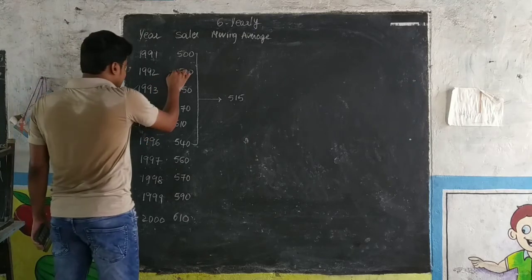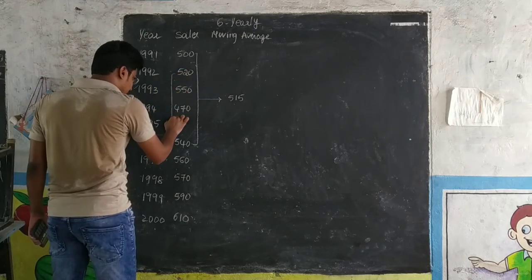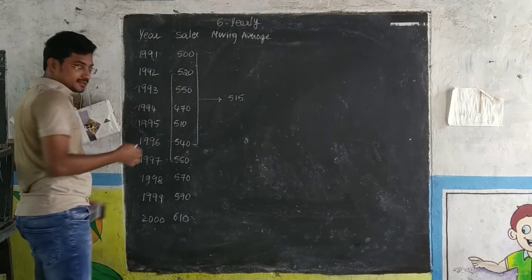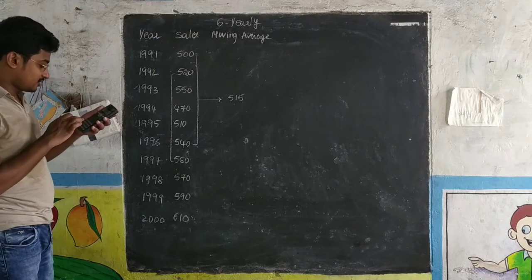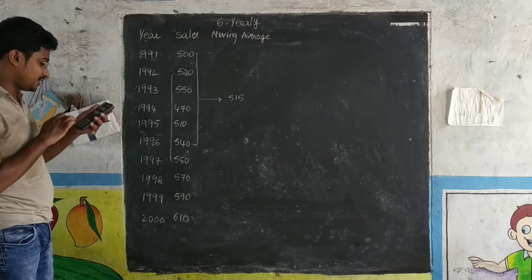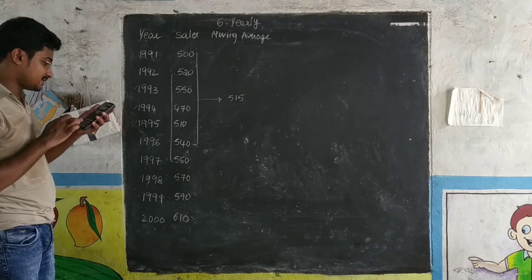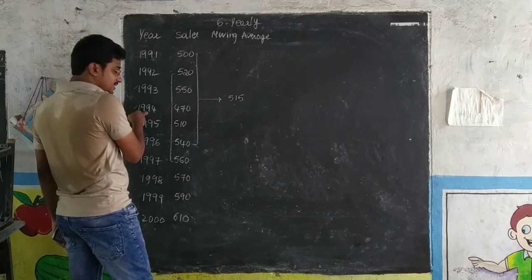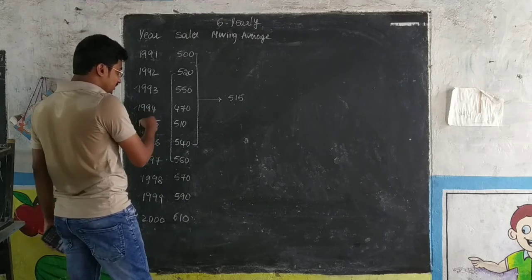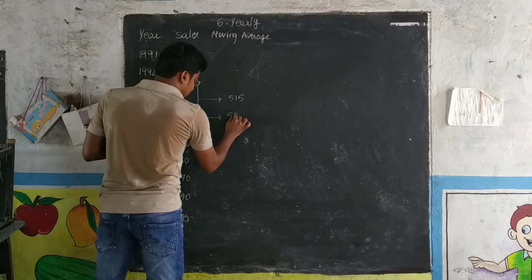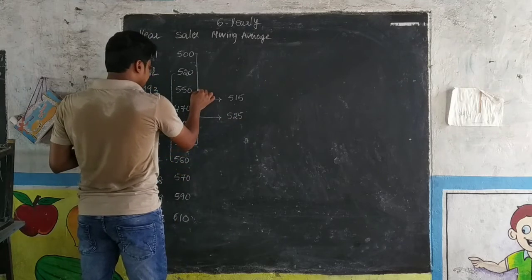Next 6 years. Average of the next 6 years: omit the first year's sales and take the next 6 years. This is overlapping. 520 plus 550 plus 470 plus 510 plus 540 plus 560 divided by 6 is 525. Now middle years are 1994, 1995. Place that value in between the middle years. 525. Next 6 years.